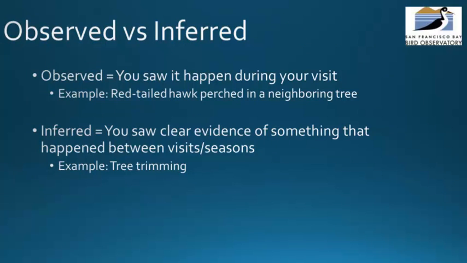The first thing that we want you to note is whether the disturbance is something that you directly observed, like a predator, or something that you can infer happened between visits based on remaining evidence. For example, if you arrived to see the branches or foliage were shorter than on your previous visit, you can infer that tree trimming took place. To know which category to use, simply ask yourself whether you watched the disturbance take place or not. If you saw the disturbance occur during your visit, use observed. Use inferred for all other disturbances.